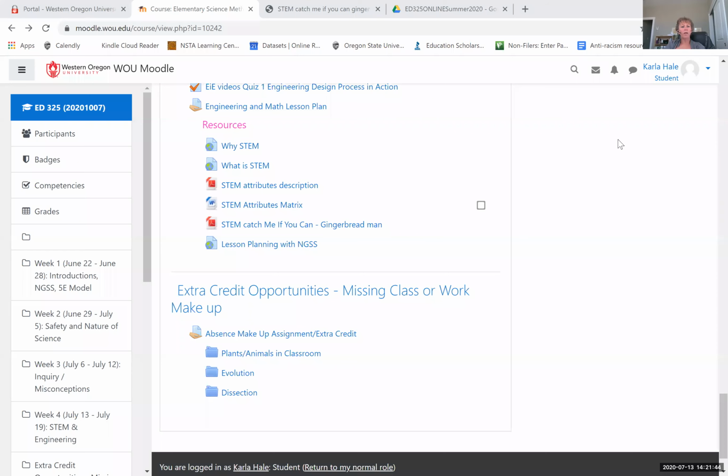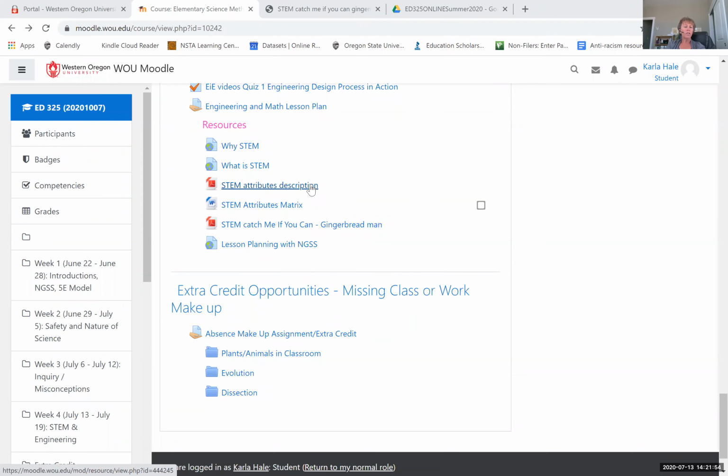So I'm going to recap just real quickly what we did because I'm recording it for those who couldn't make it to class today. So I'm going to go back to our Moodle page and look at, so you guys watched the two videos, Why STEM and What is STEM? And then you read through the STEM attributes description.